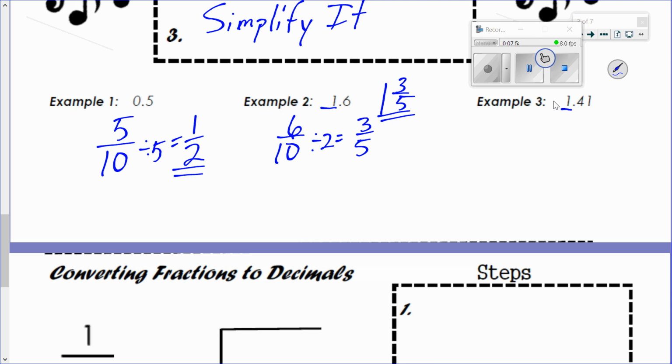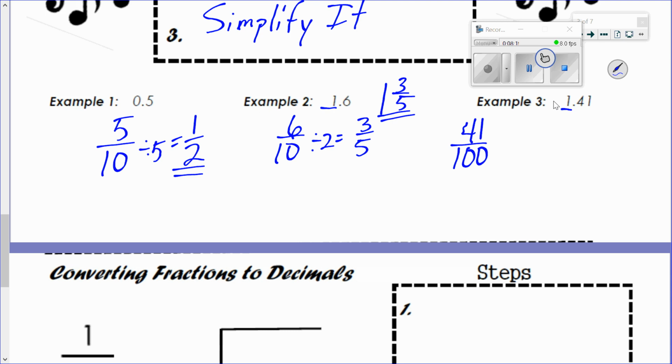How do I say this one? Say the whole thing. 1 and 41/100. So now I said it, now I write it, 41/100, and I simplify. Guys, again, this is where your 4 key numbers, 2, 3, 5, and 7 come in.